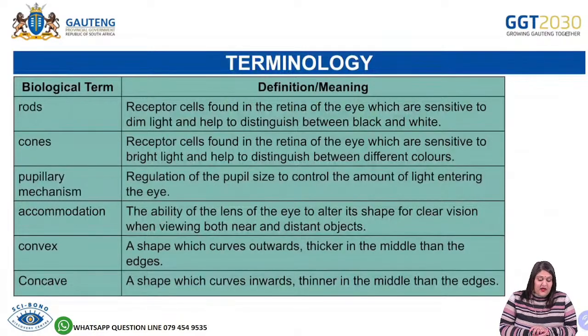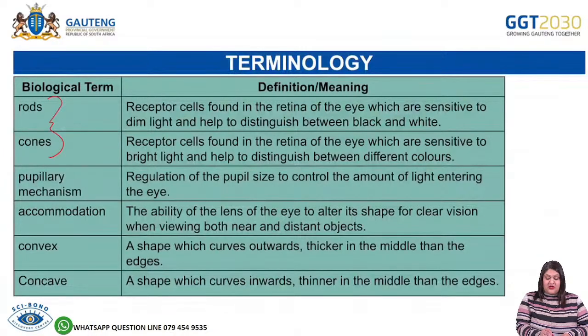Okay, so firstly we have rods. They are receptor cells found in the retina of the eye, which are sensitive to dim light and help to distinguish between black and white. And then we have cones, which are receptor cells, which are also found in the retina of the eye, and they are sensitive to bright light, and they help to distinguish between different colors. And together these rods and cones are called photoreceptors.